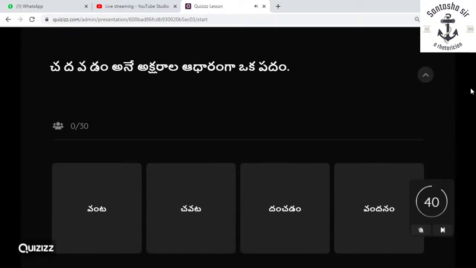You need to pick up the right word which comes with the given letters. Given letters are cha, da, va, dam. So what word forms with the given letters? 20 seconds more. Cha, da, va, dam.